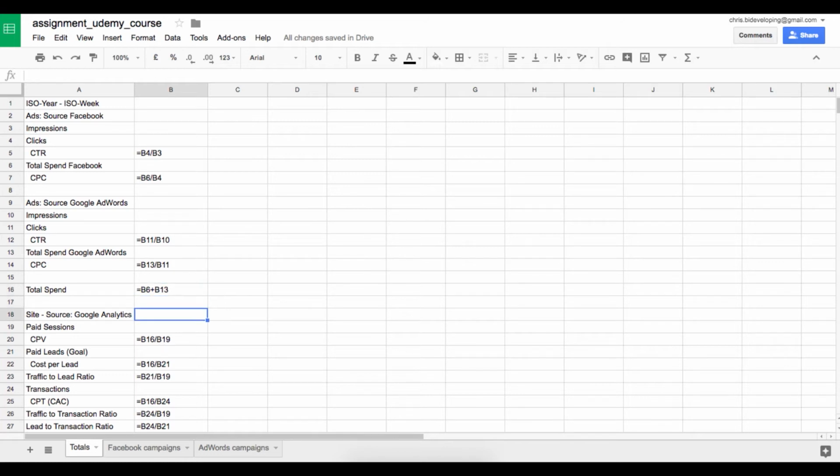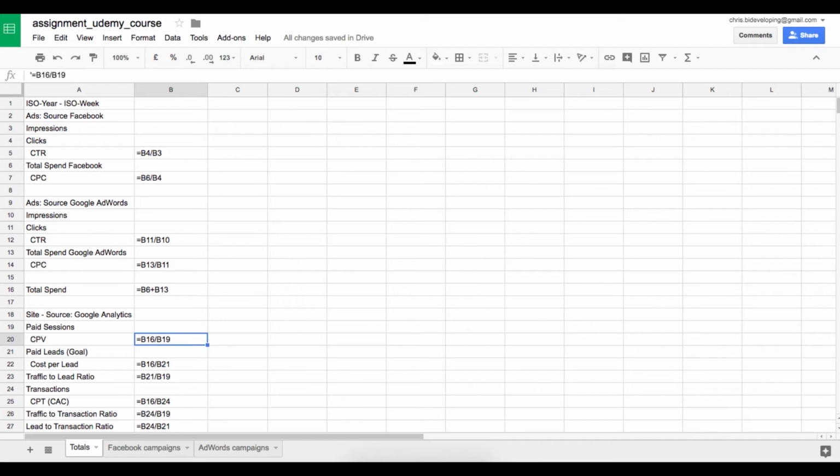Further down, we are looking at our site's numbers. These KPIs are collected by Google Analytics. First, paid sessions. These are sessions we paid for. In our case, Facebook and AdWords ads. The cost per view, or CPV, are also interesting. They depict the cost we pay to get individuals onto our site.